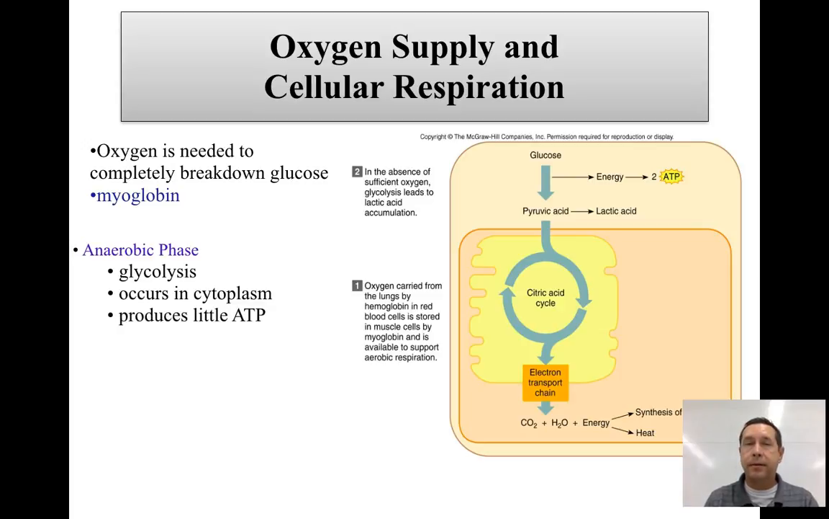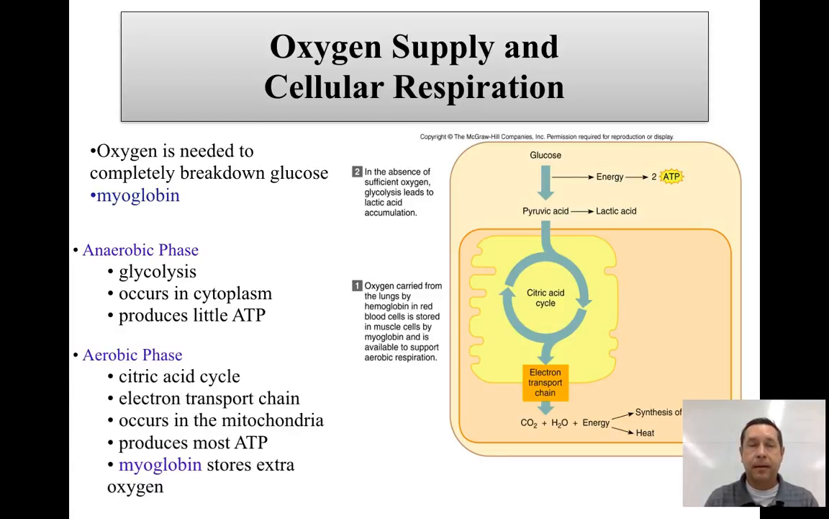The first stage of cellular respiration can happen whether oxygen is available or not, so we call this the anaerobic phase, and it's glycolysis. It happens in the cytoplasm. In the process, glucose is converted into pyruvic acid, and there's a net gain of 2 ATP. If oxygen is available, that pyruvate can move on to the next steps, which we call the aerobic phase. Pyruvate moves into the mitochondria and goes into the citric acid cycle, where 2 more ATP are produced.